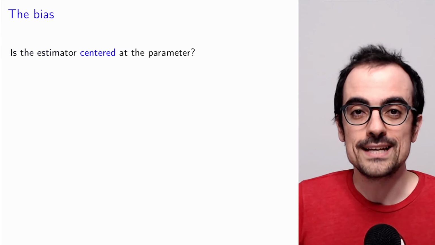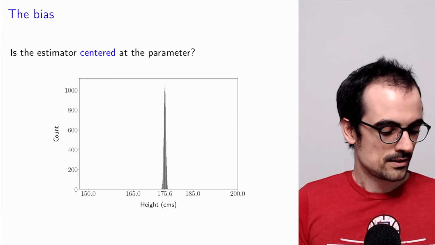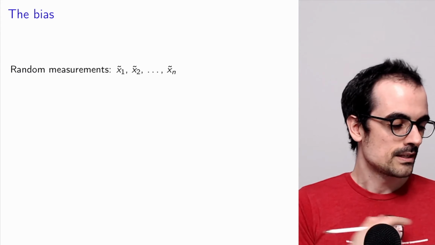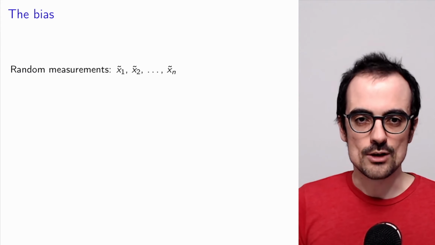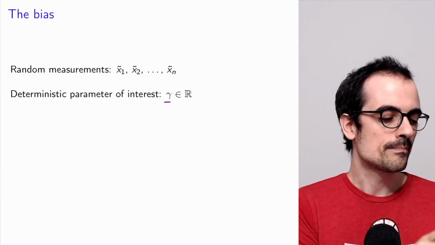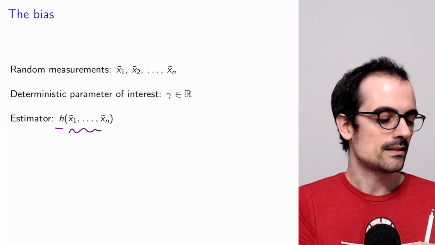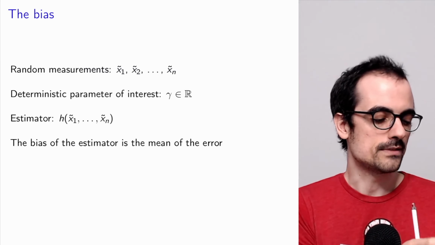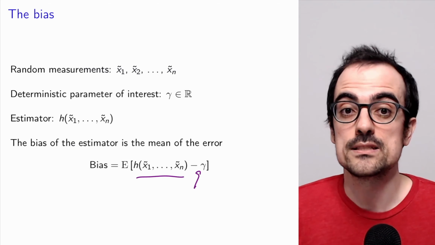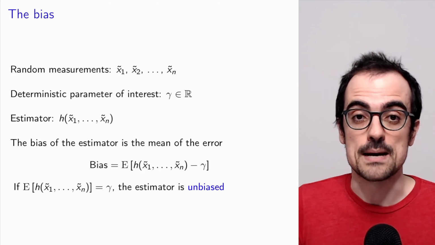A first question would be, this distribution of the estimator, is it centered at the parameter? Like if we look at the distribution, is it centered at the parameter of interest? This is captured by the bias. If you have some random measurements and a parameter of interest gamma, which in our case is the population mean, the bias of an estimator H computed from this data is just the mean of the error. So you take your estimator minus the true parameter, you take the average of that, that is the bias of an estimator. If the bias is 0, we say that the estimator is unbiased.